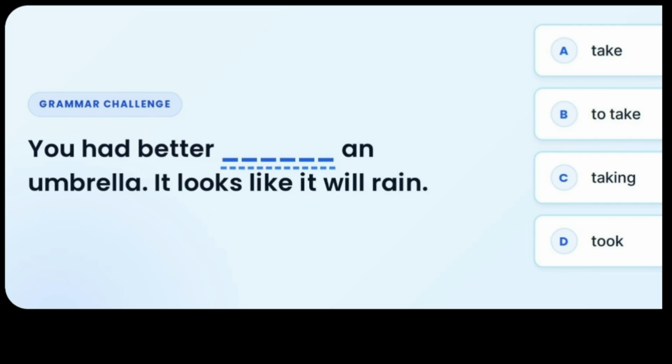The correct answer for question number 58 is choice A. Take is right. Let's see its reasons. The phrase had better is an auxiliary idiom followed by a bare infinitive verb without to. For this reason, choice A is the correct answer.